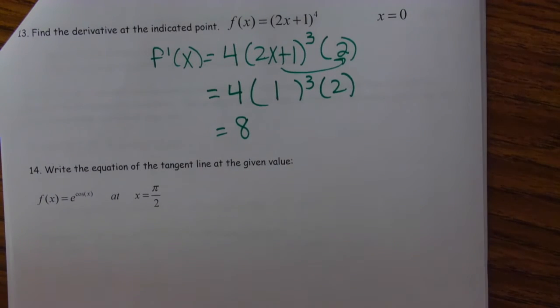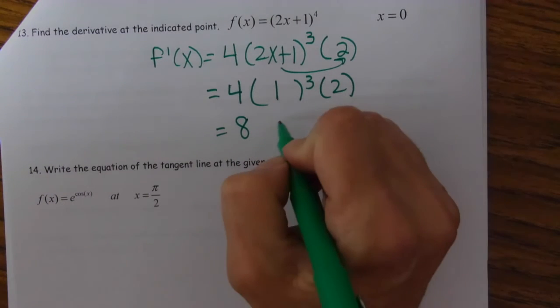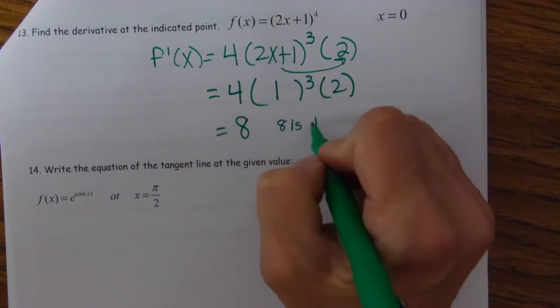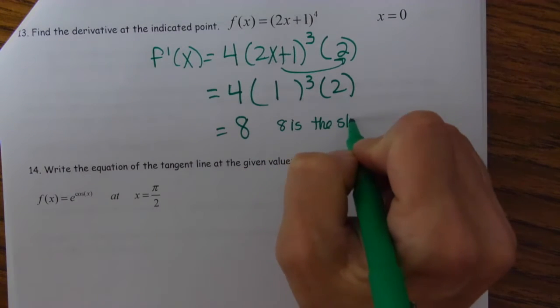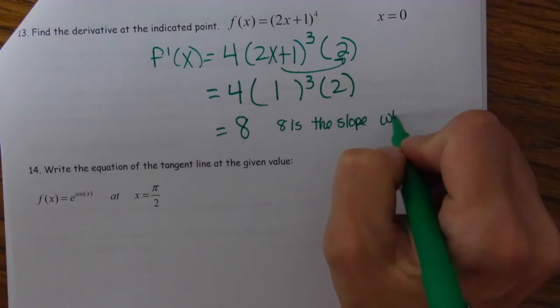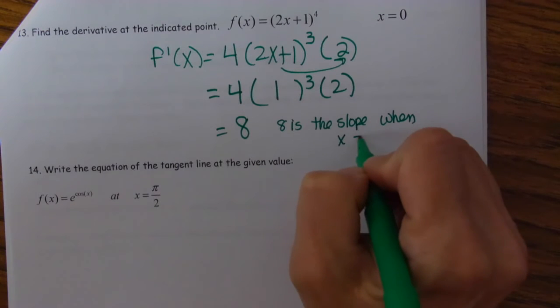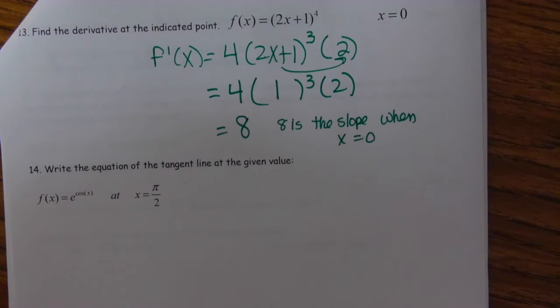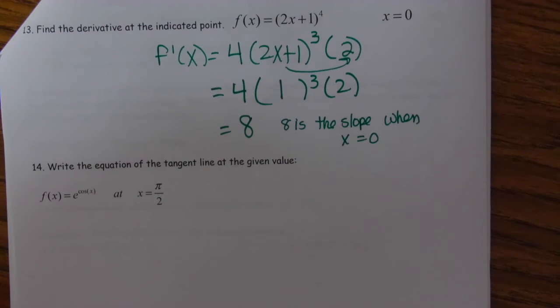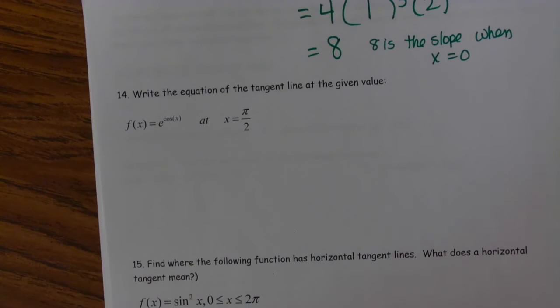And what is 8? What does that even mean? Yes, this 8 is the slope when x equals 0, right? Because this is some kind of curve, so that slope is going to change at every point, right? Okay, what about this? What do these words mean?